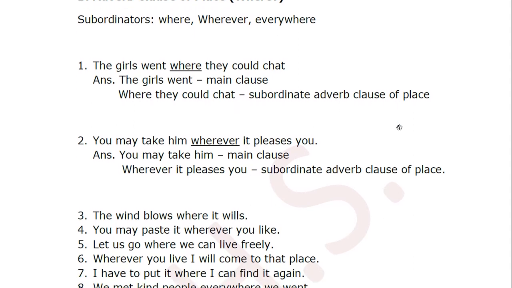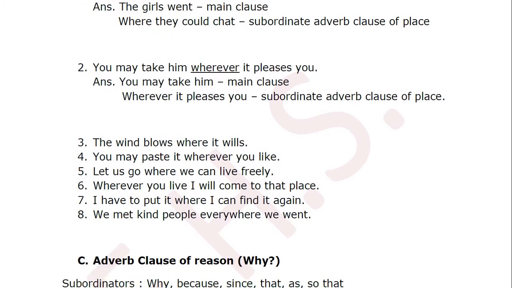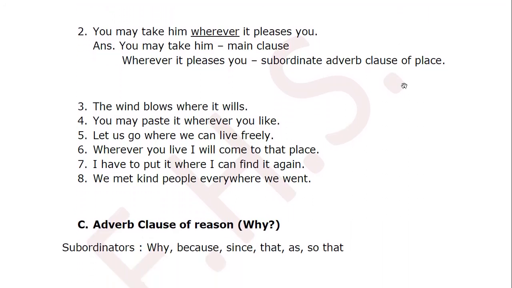The next one, you may take him wherever it pleases you. Now again here wherever, so you may take him is complete. So write it down. Main clause, you may take him, wherever it pleases you, subordinate adverb clause. Now what is the action? Take. Okay, take is the action. So can you ask where to take? Yes, wherever it pleases you. Remember the main question that I gave you in the beginning. Where to take? Wherever it pleases you. So adverb clause of place.